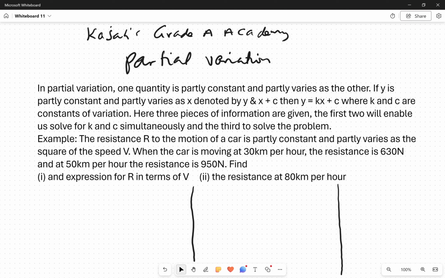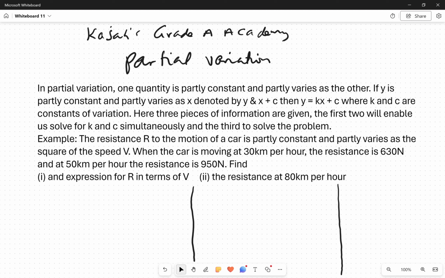So in partial variation, one quantity is partly constant and partly varies as the other. As an example, if y is partly constant and partly varies as x, which we can denote by y proportional to x plus c, where c is the partial constant, then y = kx + c, where k and c are the constants of variation. So here we have three pieces of information, and the first two will enable us to solve for the constants k and c simultaneously. So we need to know our simultaneous equations very well. And the third one is used to solve the problem.